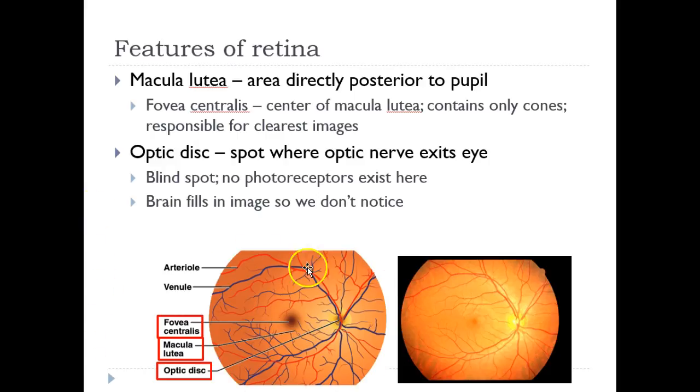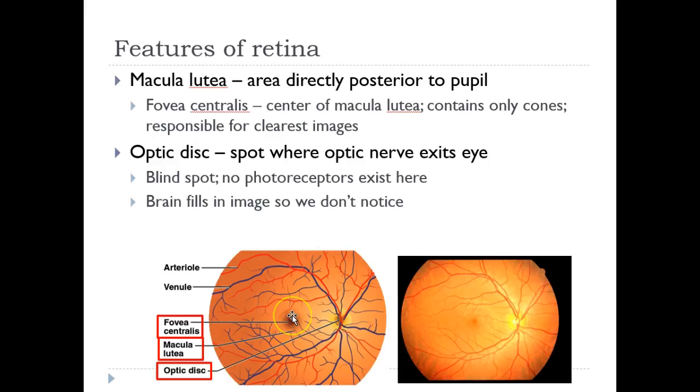So if we look into the eye, what you'll see is that there's the macula lutea, which is basically right around here, and that is going to be where we'll have the most concentrated amount of cones. So we're going to have the clearest image possible. And then right above it is going to be that area where we call the blind spot.